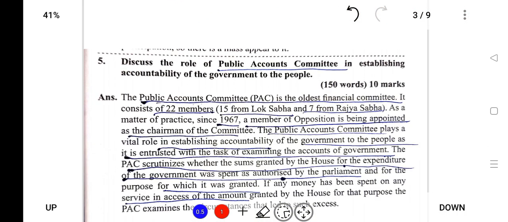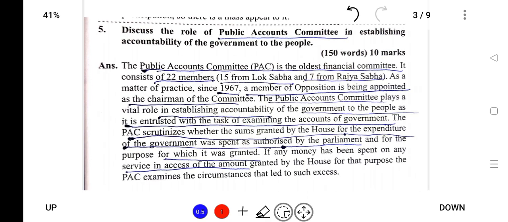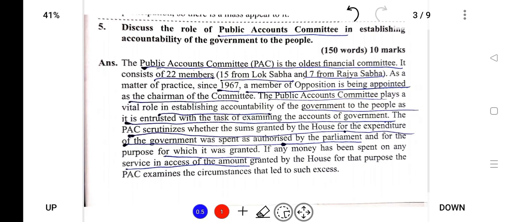Next, discuss the role of the Public Accounts Committee in establishing accountability of the government to the people. So in the last video, I explained the Estimates Committee. Now the Public Accounts Committee. The Public Accounts Committee is the oldest financial committee, and it consists of 22 members, that is 15 from Lok Sabha and 7 from Rajya Sabha.